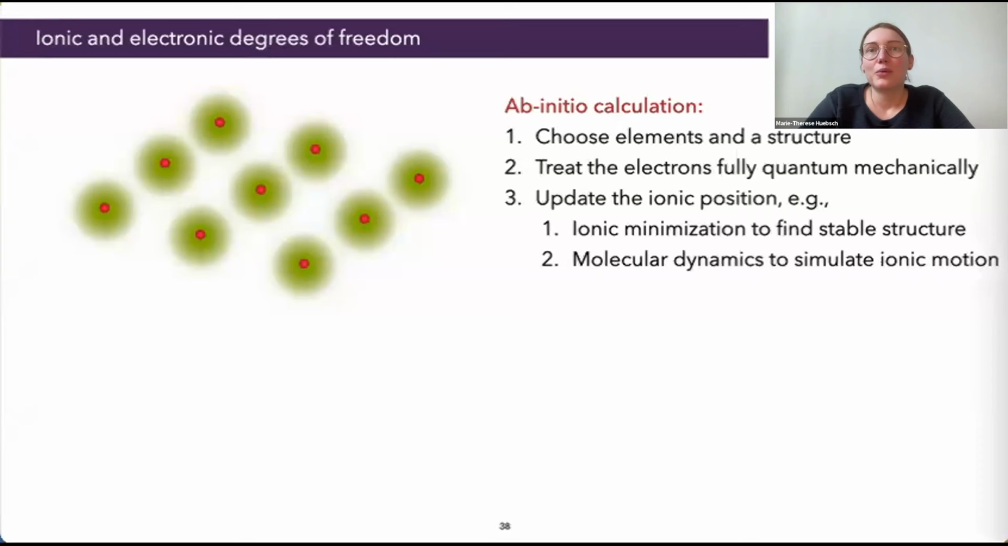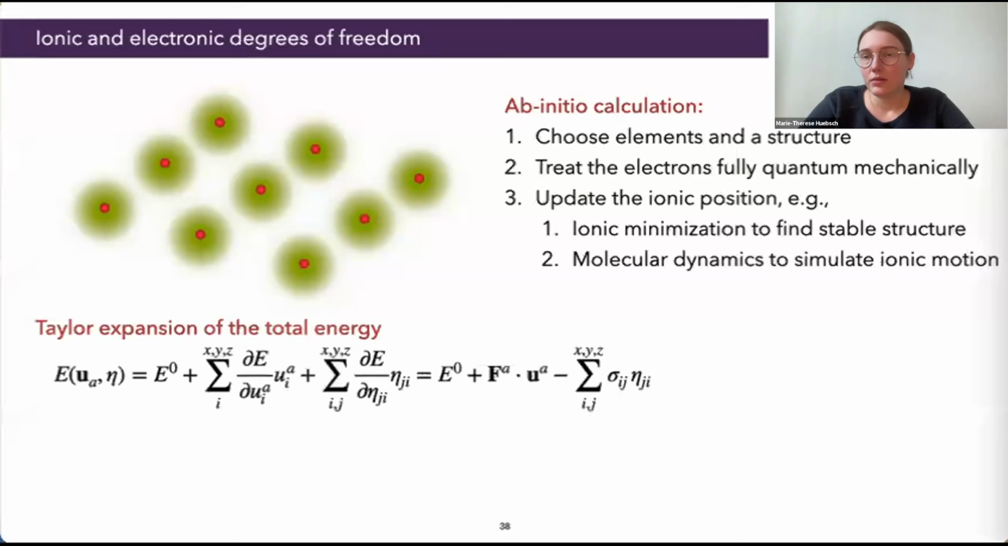What information can we now take from step two in order to update the ionic positions? Well, forces and stress. Consider this Taylor expansion of the total energy with respect to a small displacement u of the atom A and some strain eta. It yields the unperturbed energy E0 plus the inner product of the partial derivatives with the small perturbation. The partial derivatives with respect to the displacement are immediately identified as the forces, and the partial derivatives with respect to strain define the stress tensor.